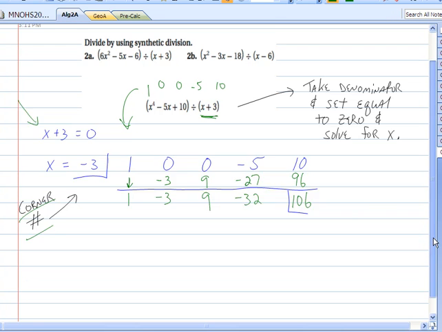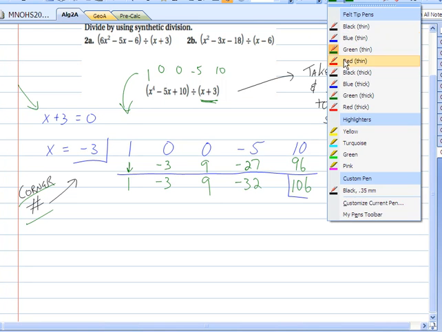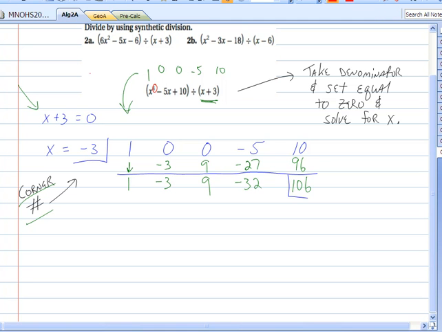Now, where do we get our answer from? Well, every time we divide a polynomial, you have to look at the degree. We started with an x to the power of 4, so this started with a degree 4. Every time you divide polynomials, you knock it down 1 degree. And these numbers here are going to be the coefficients of my answer. So I start with a 1, and now I'm going to go down a degree from 4, so it would be x cubed minus 3x squared plus 9x minus 32, and then I have a remainder here of 106.